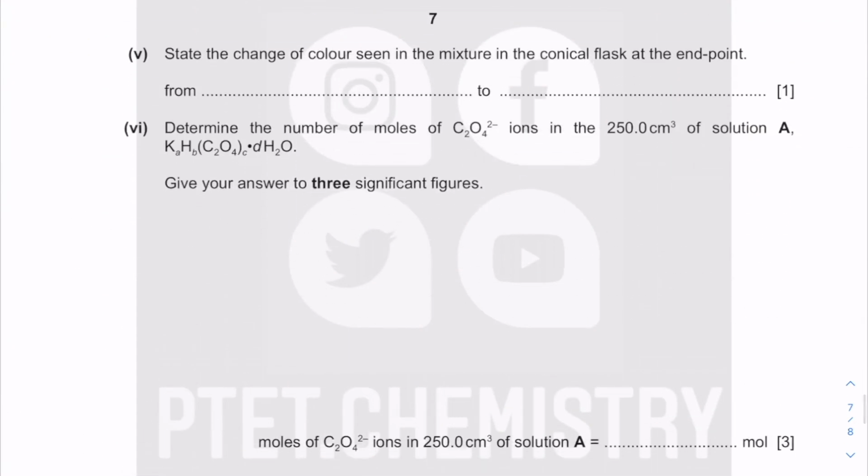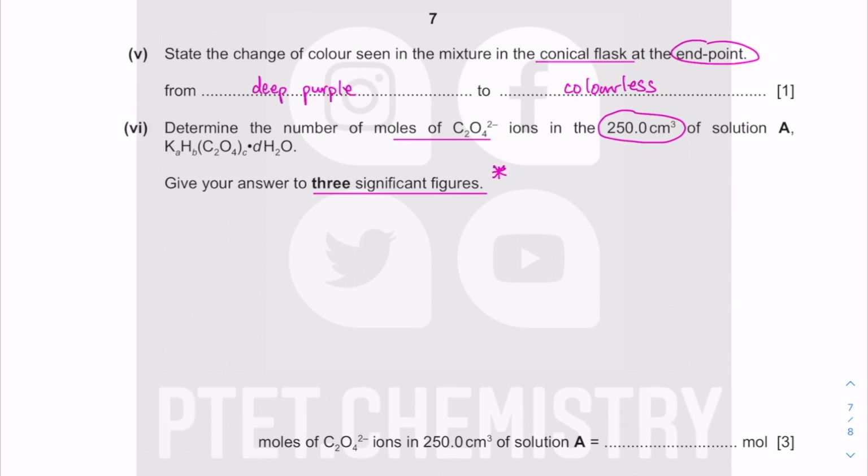State the change of color in the mixture in the conical flask at the end point. So we know from the deep purple and everything else appear colorless at the end point. So it's from deep purple to colorless. Now determine the moles of ethanedioate ions in the 250 cm³ of solution A. Give your answer to 3 significant figures.